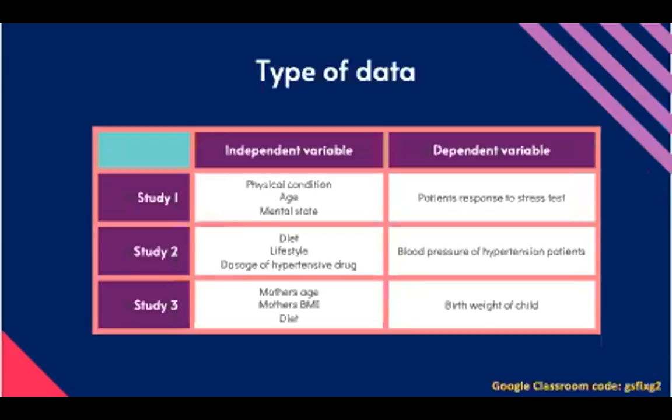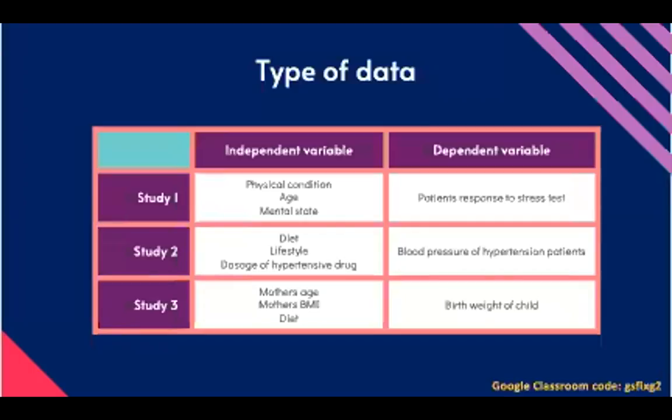So the second study, for example, a researcher may want to look at whether diet, lifestyle, and dosage of hypertensive drug could alter blood pressure of hypertensive patients, for example. And the third example would be a study that explores the variables of mother's age, BMI, and diet, and their relationship towards the birth weight of the child.